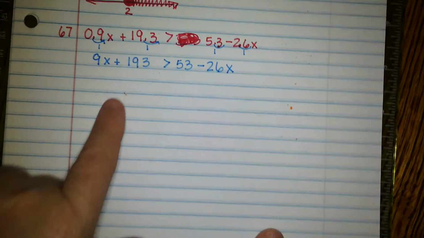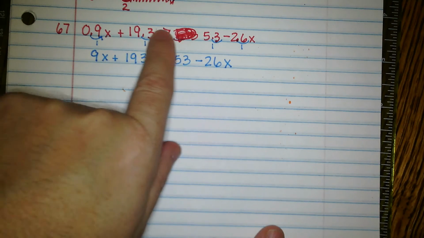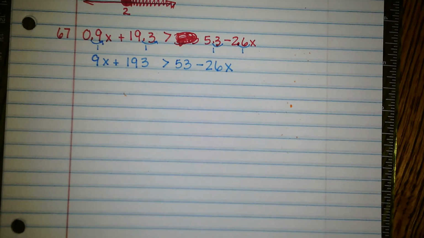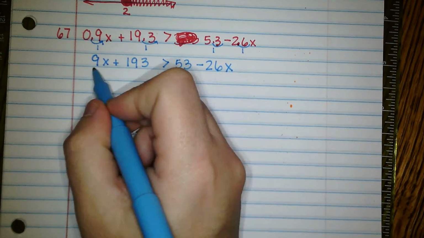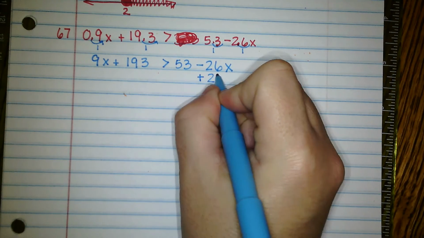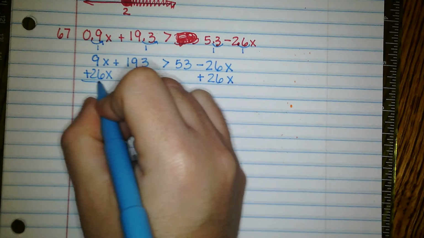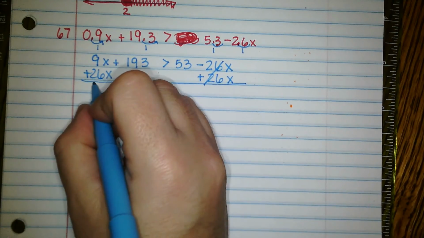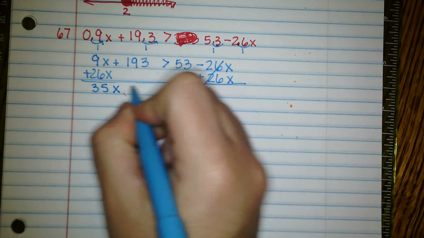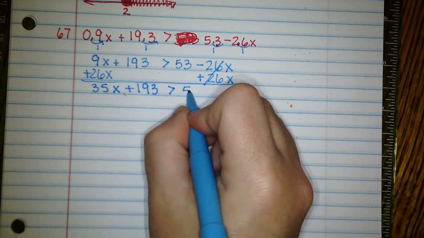So now I have a new inequality that is equivalent to this inequality, but I don't have to worry about decimals or anything like that, which is good. I have variables on each side, but remember we want to get everything on the left as far as variables go. So I'm going to add 26x over this way. That cancels, 26 and 9. I think that's 35x plus 193 greater than 53.